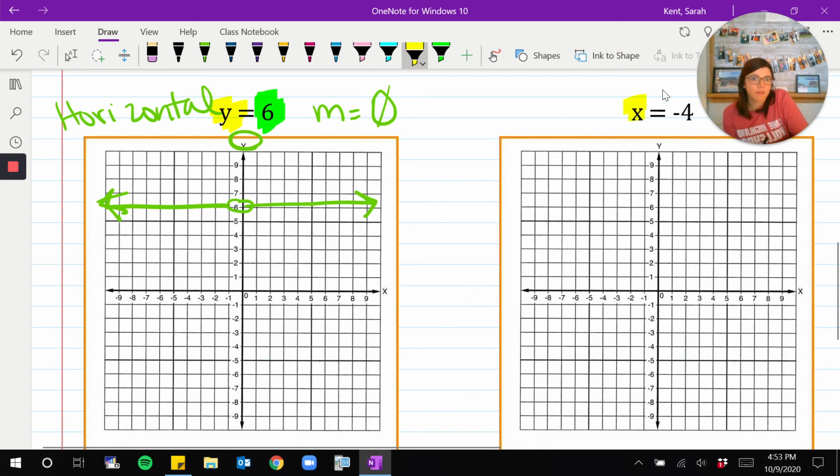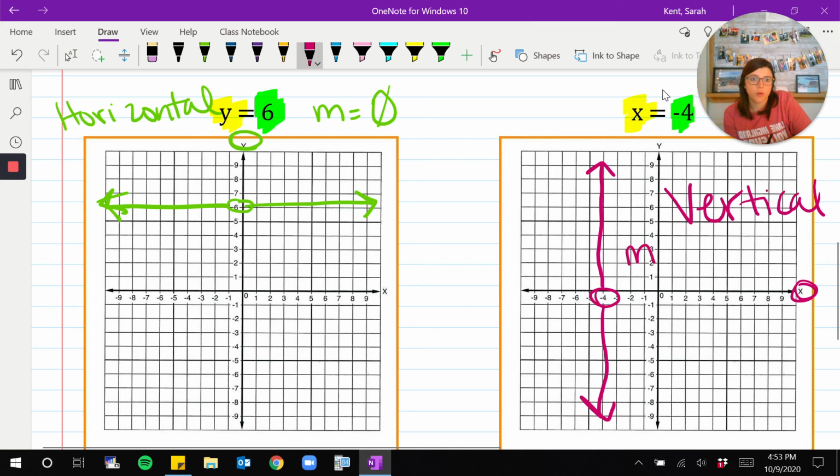Then my other one, I've got x and -4. So here, I'm not going to look at the y, but I want to look at x. And I'm going to look for -4. So 0, these are positives. Okay, -1, -2, -3. Ooh, here's a -4. And then I'm going to trace up from the line and down from the line, and cover all of -4. So this one is a vertical line where our slope is undefined.